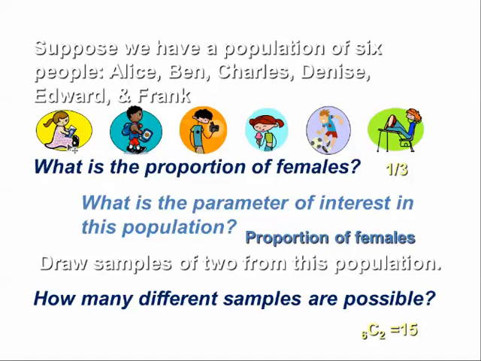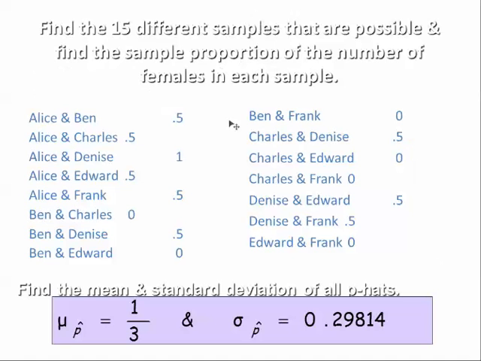We could have Alice and each one of the other 5 people. That's 5 different samples. And then you could have Ben and the other 4 people. That's 4 more samples. That's 9. And then you could have Charles and 3 more samples. That's 12. And then you could have Denise and 2 other people. That'd be 14. And then you could have Edward and Frank, and that'd be 15. Those would be your 15 different samples, and they'd look something like this.